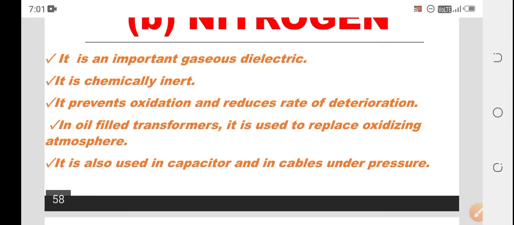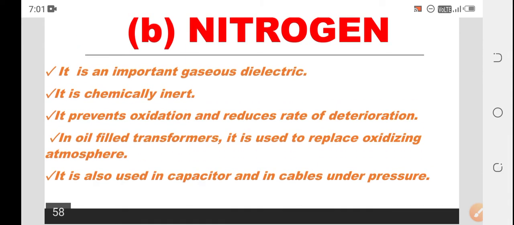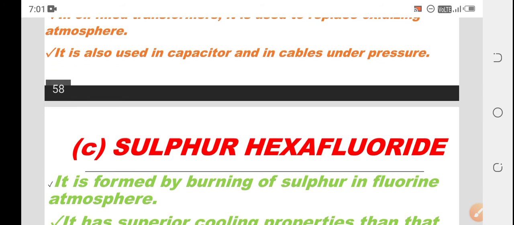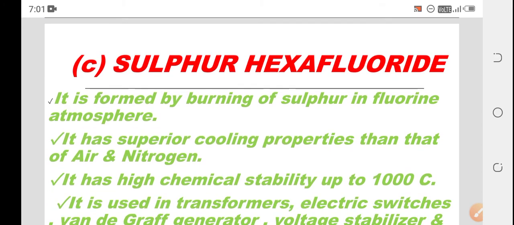Coming to nitrogen, it is an important gaseous dielectric. It is a chemically inert gas. It prevents oxidation and reduces the rate of deterioration. In oil filled transformer, it is used to replace oxidizing atmosphere. It is also used in capacitors and cables under pressure. So this is about the nitrogen dielectric material, which is a gaseous state example.